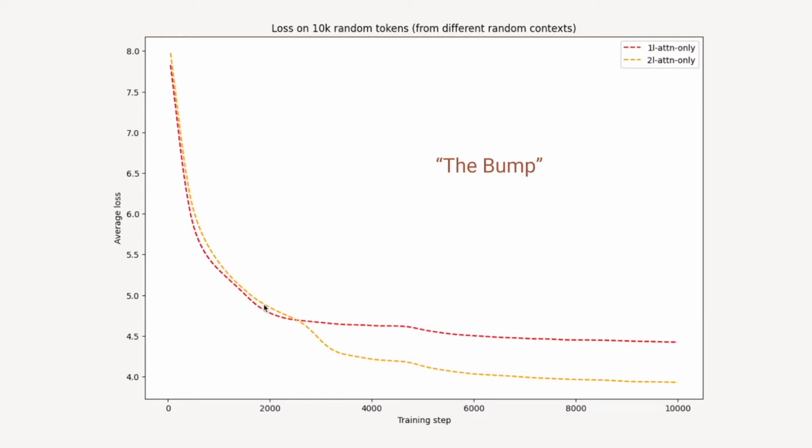The one in red is a one-layer attention-only transformer. The one in orange is a two-layer attention-only transformer. And what immediately stood out to us is that at a certain point their trajectories diverge and the two-layer starts getting dramatically lower loss and performing better than the one-layer beyond that point.